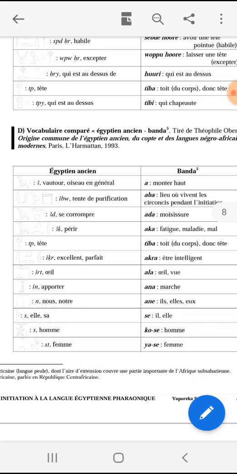Medu-Neter, Tep, meaning head. Banda, Tiba, meaning roof of the body, therefore head. Medu-Neter, you have Iker, meaning excellent, perfect. In Banda, you have Akra, meaning to be intelligent. Medu-Neter, you have Irt, meaning eye. Banda, you have Allah, meaning eye or sight.